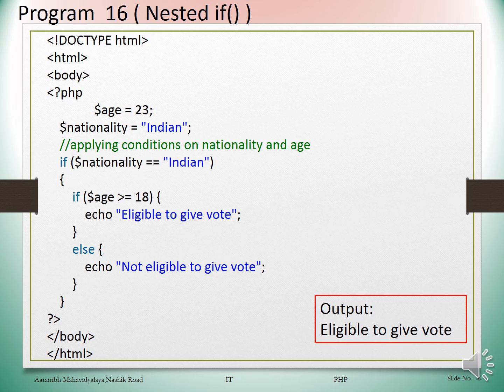One more program, which is not given in your textbook: the nested if statement. Here the age variable is used with the value 23, and one more variable, nationality, is taken with the value Indian. Now here we have to use the nested if. Nested if means an if under another if under another if, like that.